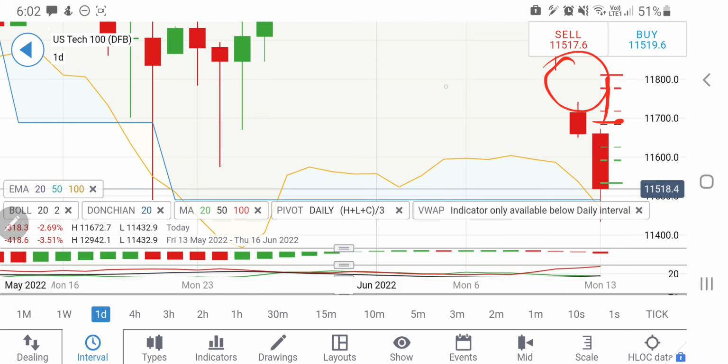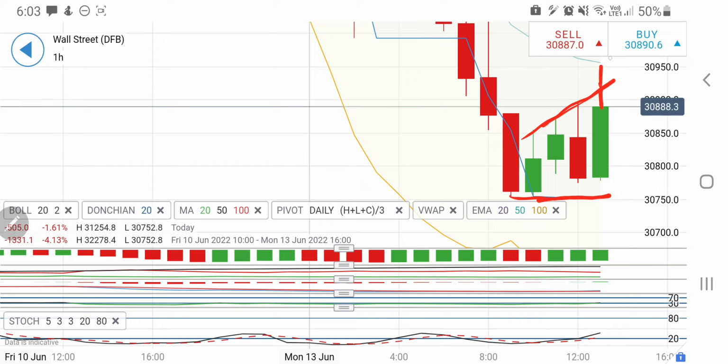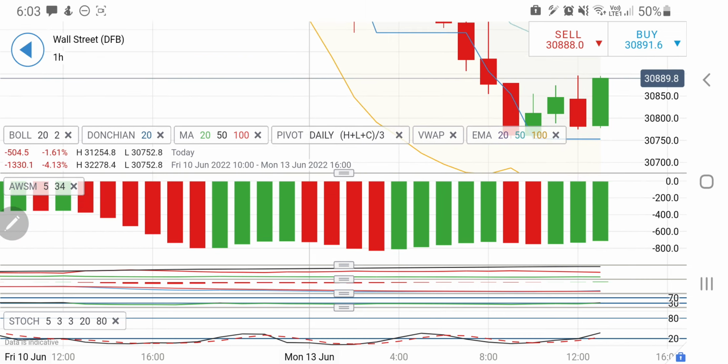Now let's have a look at Dow Jones. See, US30 on the hourly charts is taking support here at 30,750, and it is trying to give you higher highs. The first target is around the 30,910 to 920 zone, and if it breaks beyond 30,910 to 920, one can expect it to rise more towards 31,000 levels. There is a probability that it can try to achieve those levels. The only short entry is below 30,750 levels.